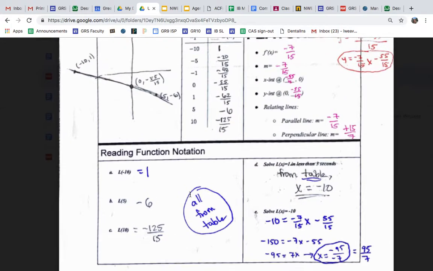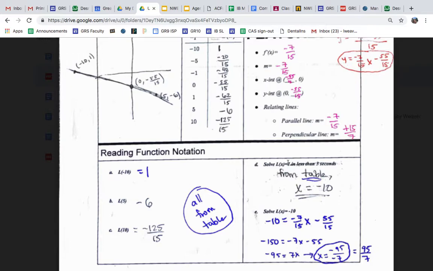Lastly, reading function notation. If you work too hard on this, that really hurts. They're giving you the x value, and oh my gosh, look at the design of this. All of these are found in the table itself. So when x is negative 10, y is 1. When x is 5, y is negative 6. And when x is 10, y is negative 125 over 15.